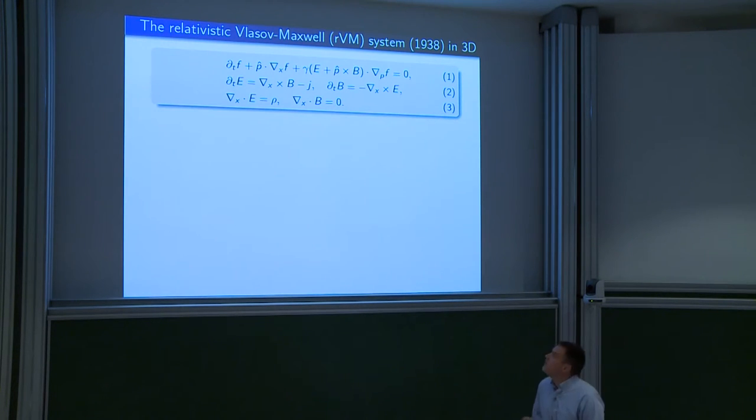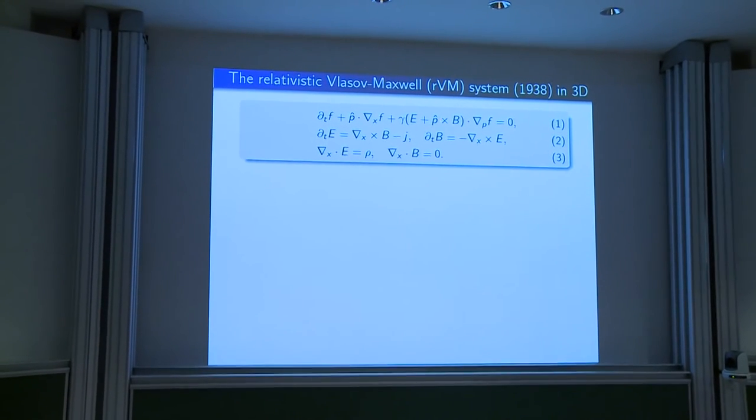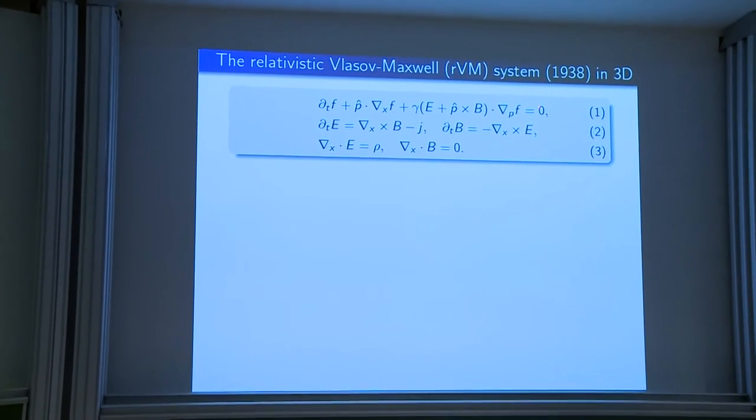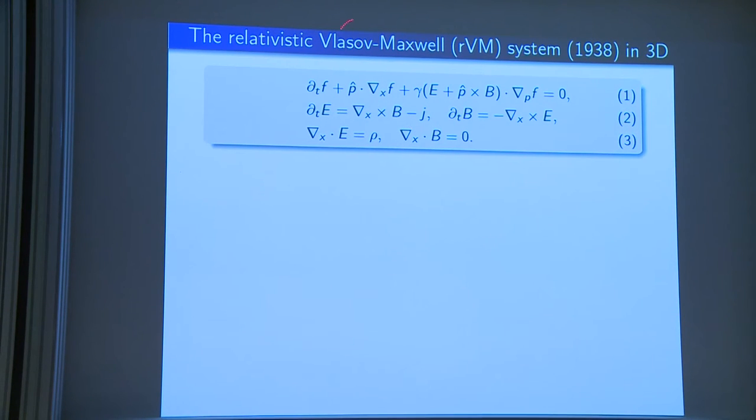The main one is the relativistic Vlasov-Maxwell system in 3D. So here you have the Vlasov equation that I already told you about at the top, but then you have this thing called the Lorentz force, which is E plus P hat cross B dotted with gradient P. That would be the replacement of your capital F, and you also have this parameter gamma in here.